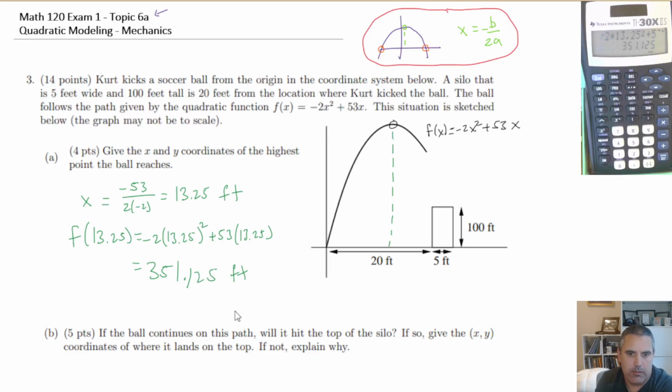Okay, if the ball continues on this path, will it hit the top of this silo? So that question was a little open-ended when I wrote it. There's many ways to do it. You might try it on your own. I remember students being kind of worried about that. Here's several different approaches. You could say, well, I don't know if it hits or not, but when is it equal to y equals 100? And some students did it that way.